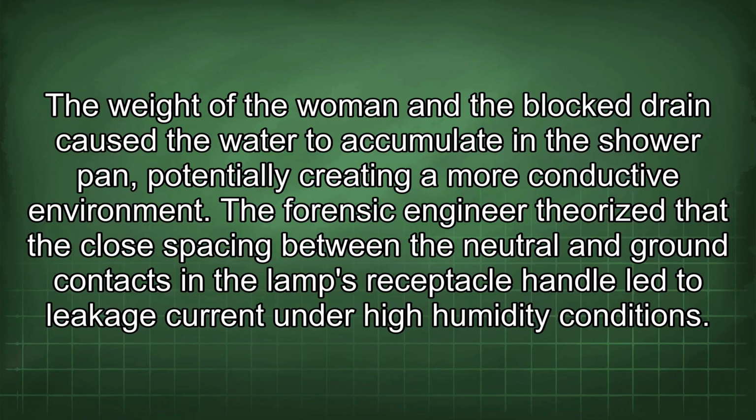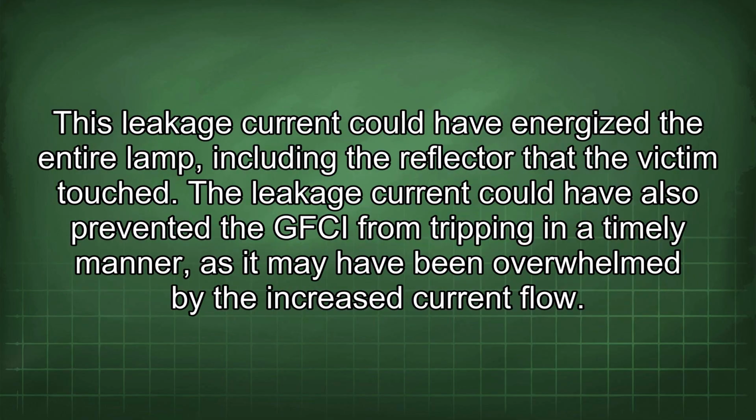The forensic engineer theorized that the close spacing between the neutral and ground contacts in the lamp's receptacle handle led to leakage current under high humidity conditions. This leakage current could have energized the entire lamp, including the reflector that the victim touched. The leakage current could have also prevented the GFCI from tripping in a timely manner, as it may have been overwhelmed by the increased current flow.